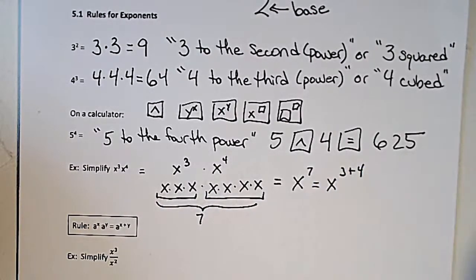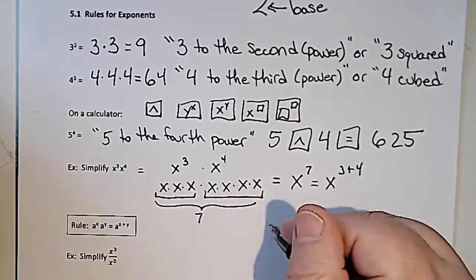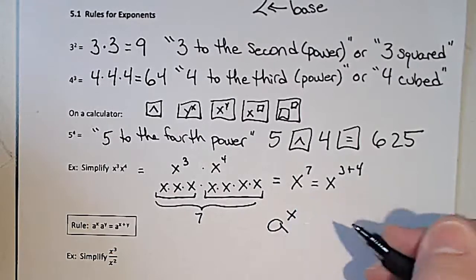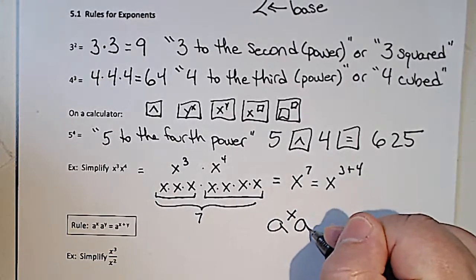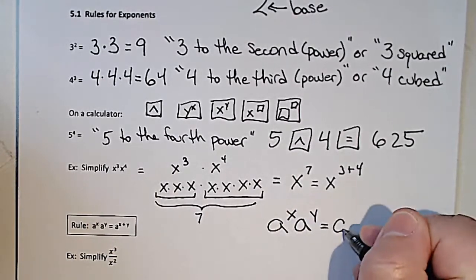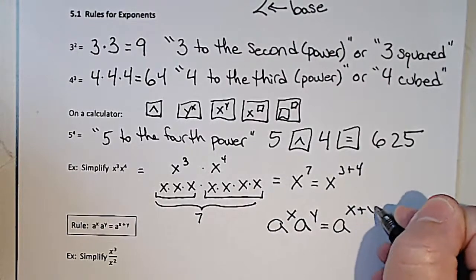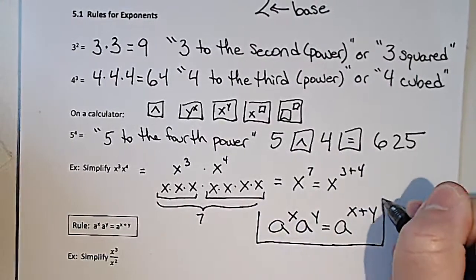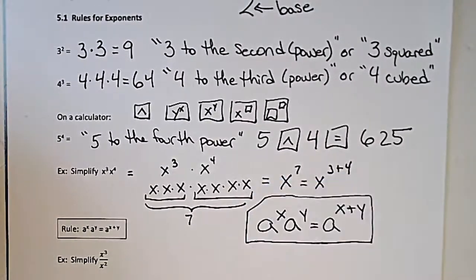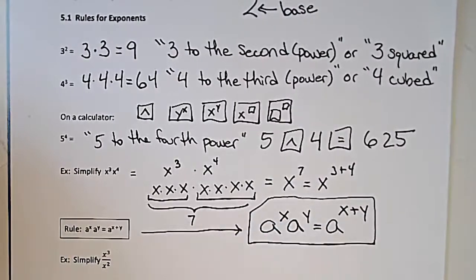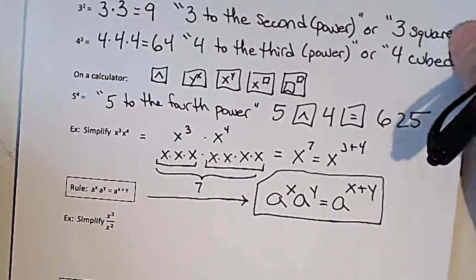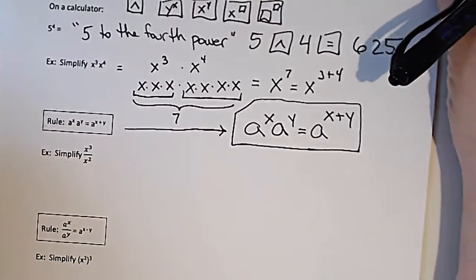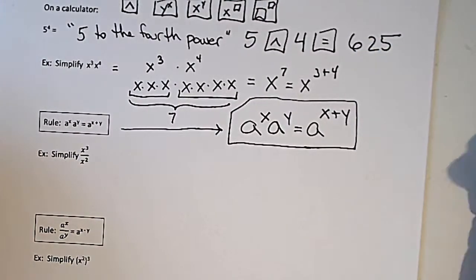And that's where we get this beautiful rule in a box. And I'll make it bigger so you can actually see it on this screen. A to the x times a to the y equals a to the x plus y. It's not quite a box. Had to go a little sideways. There you go. A to the x times a to the y is a to the x plus y. So we're going to add the exponents.